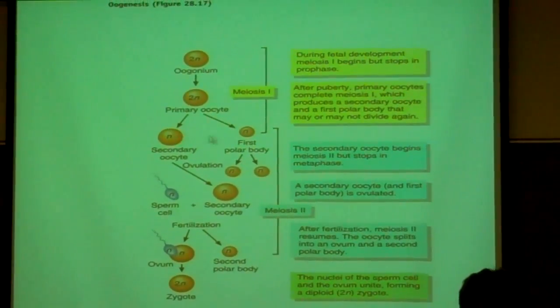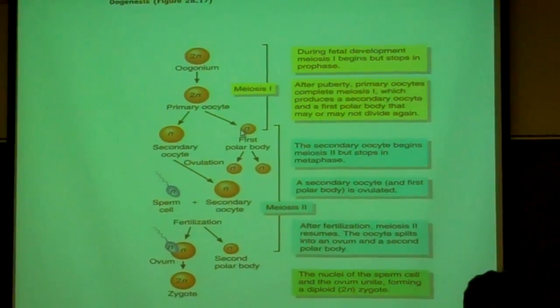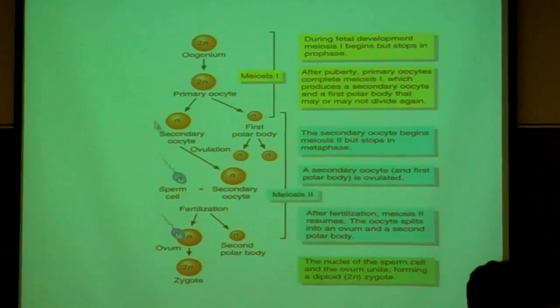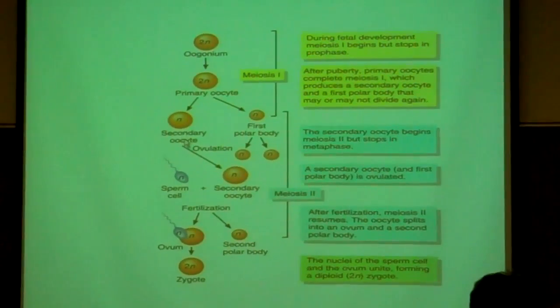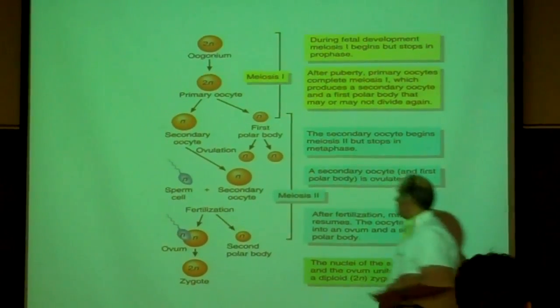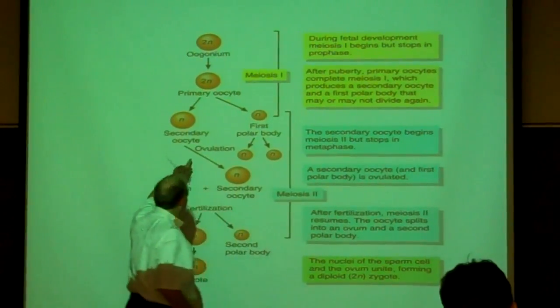Secondary oocyte, this first polar body, which you don't need to diagram all this, I want to show you something. There's two, these things disintegrate. Then right here, this is what's ovulated. See that right there? This is what is ovulated. The secondary oocyte, and it'll say ovulation.